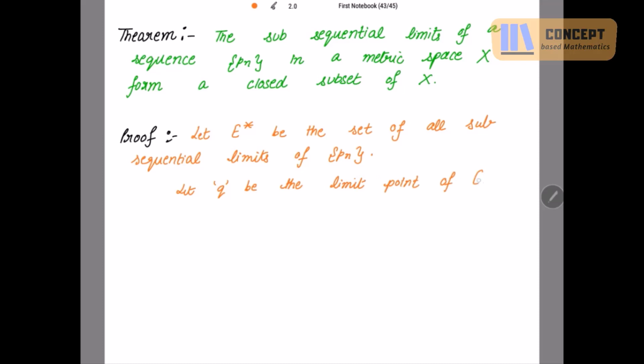Why have I taken this limit point? Because I need to prove that this E star is a closed subset. And to prove that this set is closed, I need to prove its limit points belong to it. So that's why I have taken Q to be the limit point of E star. So I just have to prove that this Q belongs to E star. Then only E star is closed. We have to prove this now, right? Okay, let epsilon be positive given.